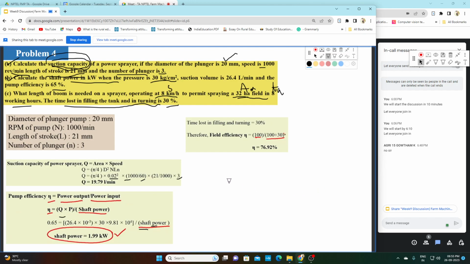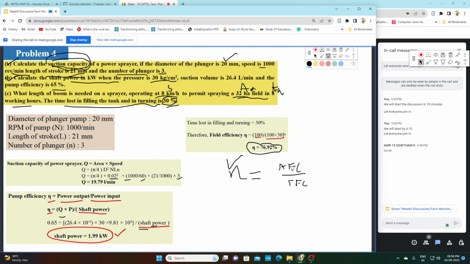So how can we find this out? We know what efficiency is. Efficiency is output by input, but field efficiency is your actual field capacity, AFC, divided by your theoretical field capacity. Okay, now how can we find this field efficiency? Here it has been given that 30% time is lost in turning and filling the tank. So field efficiency we can calculate as 100 divided by 100 plus 30, because 30% time is lost. So T divided by T plus 30, or 100 divided by 100 plus 30. When you do this, you will get the field efficiency.